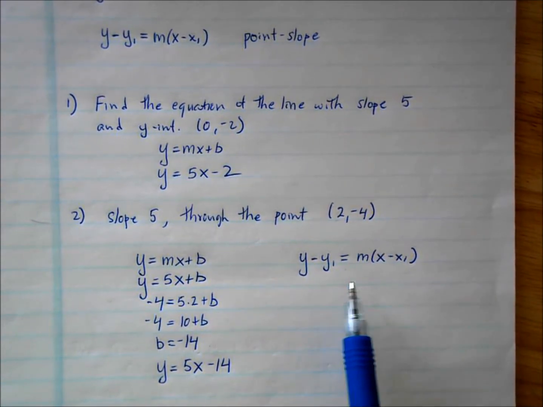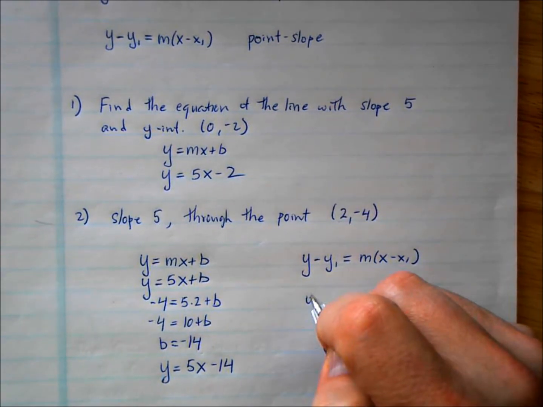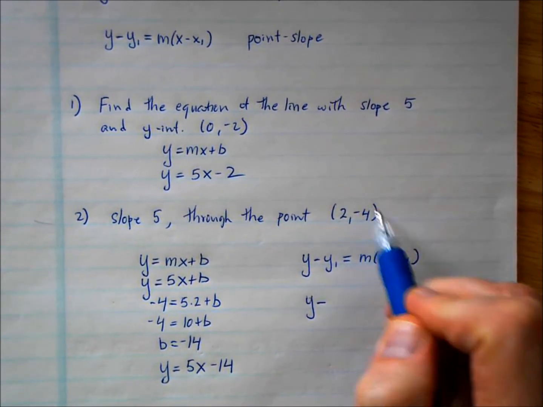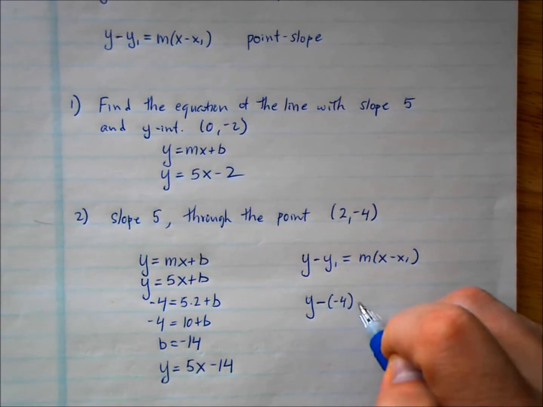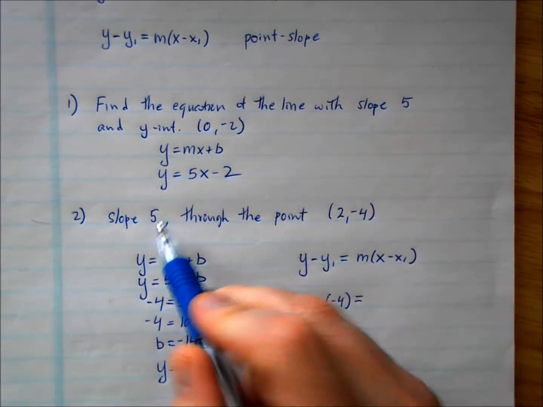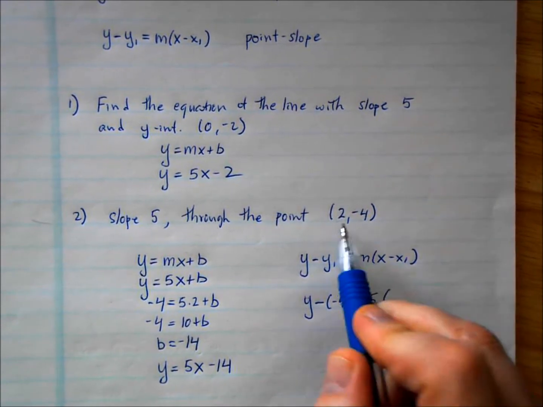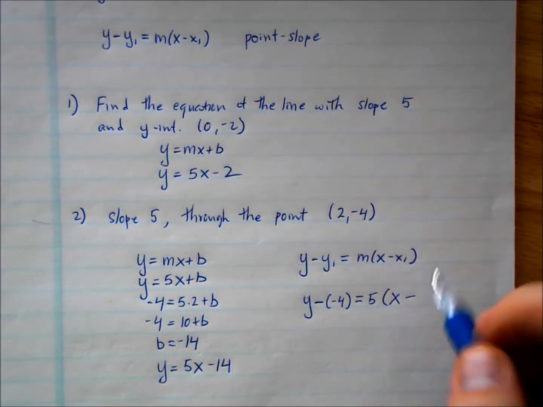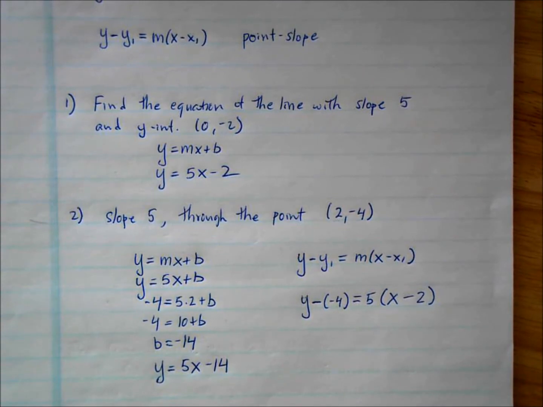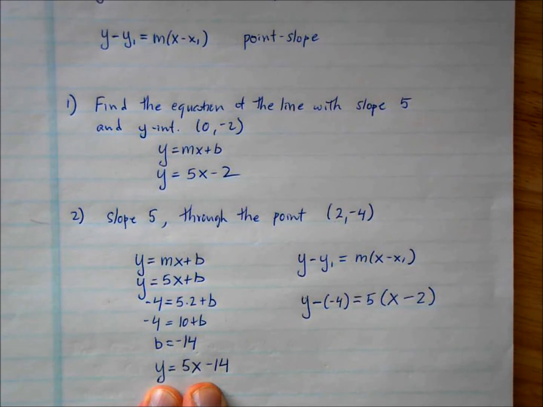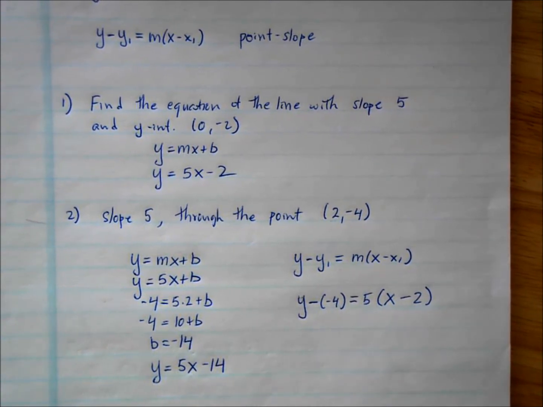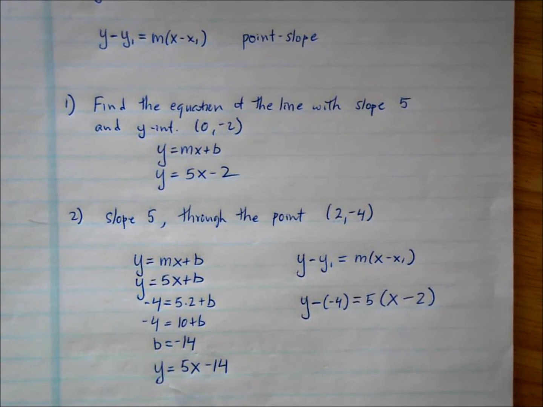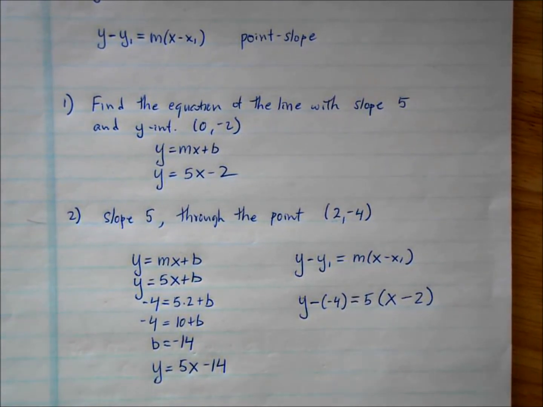So here's all I have to do. y minus my y1 number, which is negative 4, equals m, which is 5, times x minus my x1 number, which is 2. And I'm done. As far as I'm concerned, as the teacher, that's a perfectly correct answer. It's not as nice and easy as this one, and not as clean, and generally people like having their equation written this way in order to graph, which is nice, but this is correct.